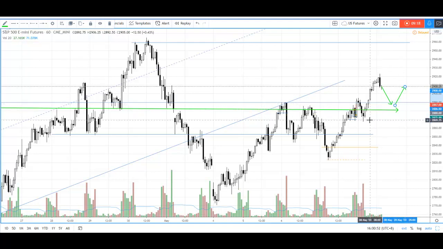And also for this demand bar here, I'm looking for a test of this demand bar as well as a demand zone. So if it can bounce up around here and also test this bar here, then I'm looking to initiate a long entry.